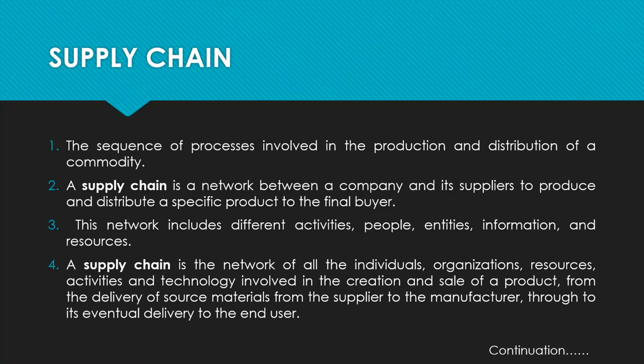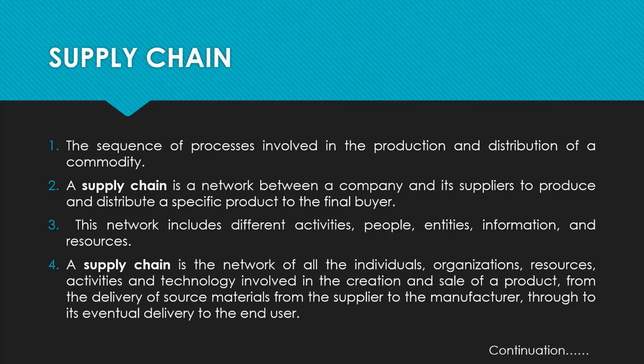Supply chain. What do you mean by supply chain? Supply chain is actually the sequence of processes which is involved in the production or distribution of a commodity. Whenever we are doing any business to achieve certain objectives or to achieve the goal, we have to go through a lot of processes and we have to follow those processes in a sequential way.